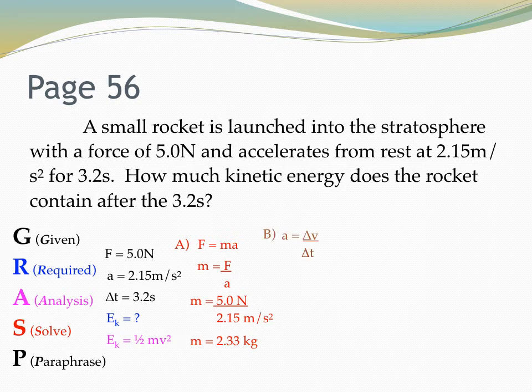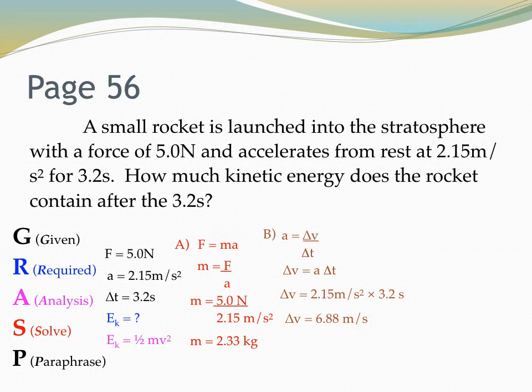I know. It's the acceleration one. And you know what? We have acceleration and we have time. So we can swap this little guy around too. We can say delta V equals A times delta T. And that'll give us what we need. Okay, so let's just plug those numbers in. So we'll do 2.15 meters per second squared times 3.2 seconds. And boom, we have 6.88 meters per second is our velocity.